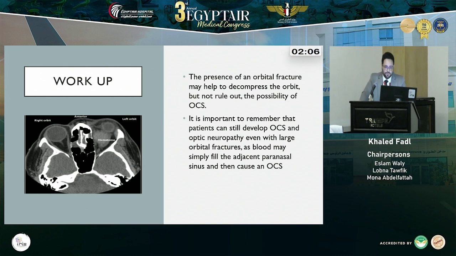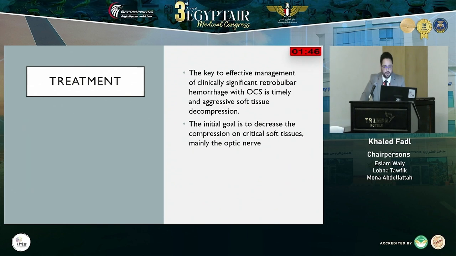The presence of an orbital fracture may help to decompress the orbit, but does not rule out the possibility of orbital compartment syndrome. It's important to remember that patients can still develop orbital compartment syndrome and optic neuropathy even with large orbital fractures, as blood may simply fill the adjacent paranasal sinuses and then cause orbital compartment syndrome.